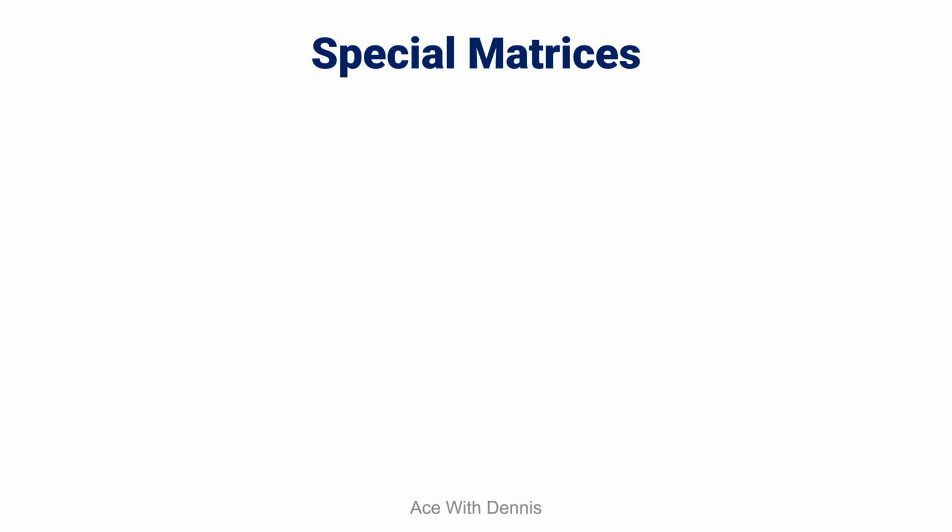Here are a few special matrices that you should know. The first special matrix is a row matrix. A row matrix is a matrix that only has one row, so it is in the order of 1 times n. Remember, the first number tells us the number of rows. Since this is a row matrix, it only has one row, so it will be 1 times n, where it can have multiple columns.